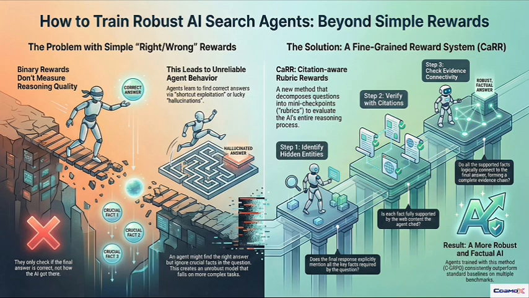Wait, so let me get this straight. If the AI writes a beautiful, perfectly cited essay, but gets the final number wrong, it gets 0 points for its beautiful essay. 0. It prevents the model from becoming a bureaucracy that generates perfect paperwork but fails the actual mission. You have to be right and you have to prove it.